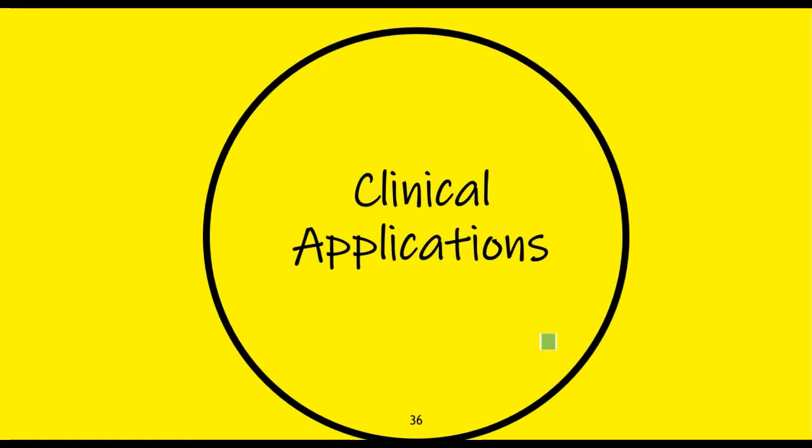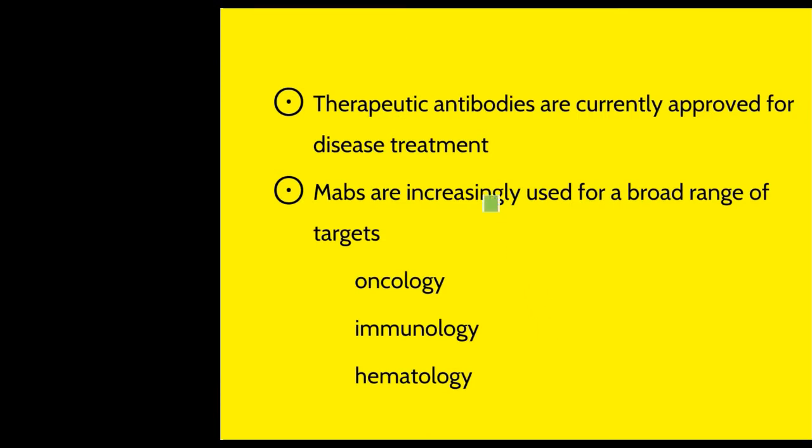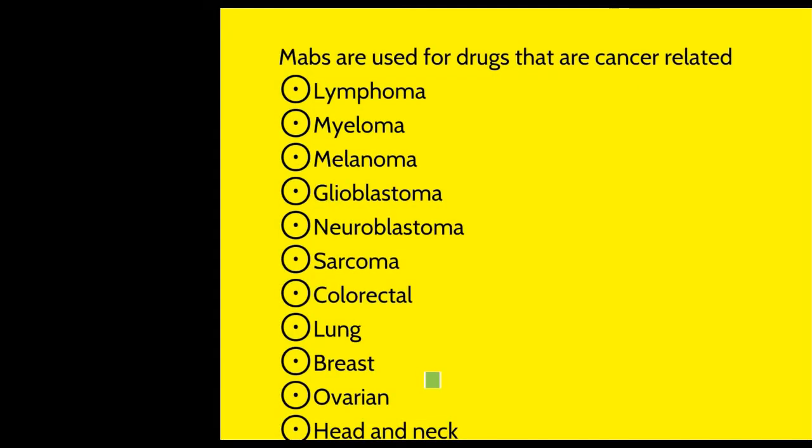So let us see some of the clinical applications. Therapeutic antibodies are currently approved for disease treatment. MABs are increasingly used for a broad range of targets; they are used in the field of oncology, immunology, and hematology. So here are some of the cancers where MABs are used as drugs. First is lymphoma, myeloma, melanoma, glioblastoma, neuroblastoma, sarcoma, colorectal cancer, lung, breast cancer, ovarian and head and neck cancer.